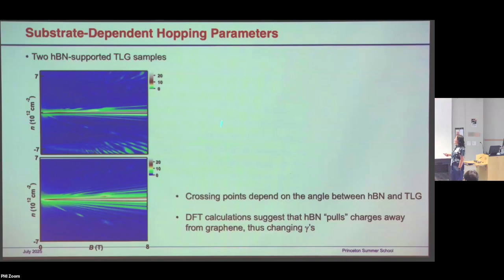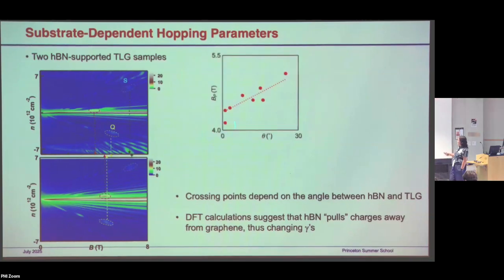So what's happening? We did a more systematic study. For example, we checked the crossing points, and this crossing point actually has the largest variation. Here we have 2 different samples. One is aligned to boron nitride, and this one is not. You can see the alignment because of this secondary Dirac point coming up.